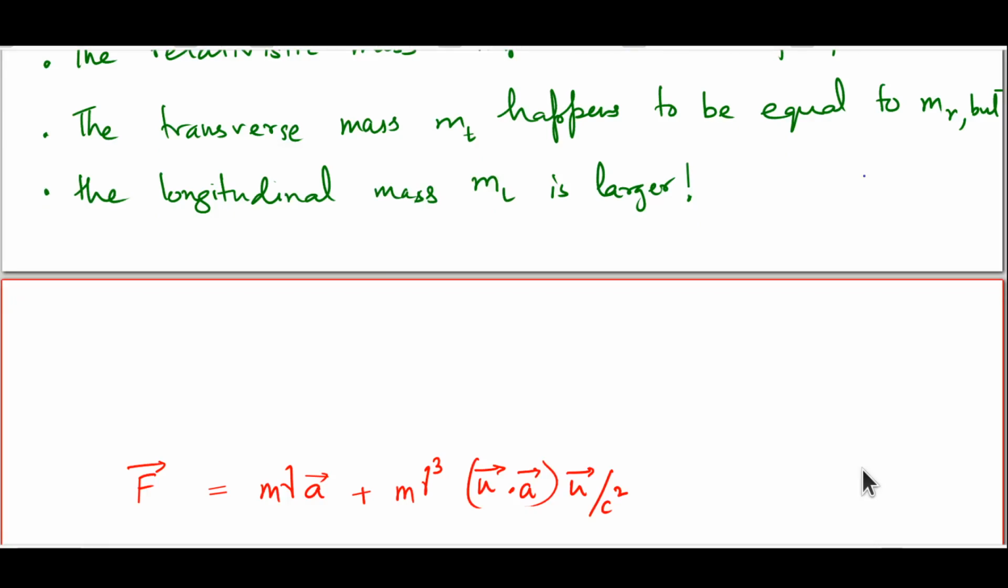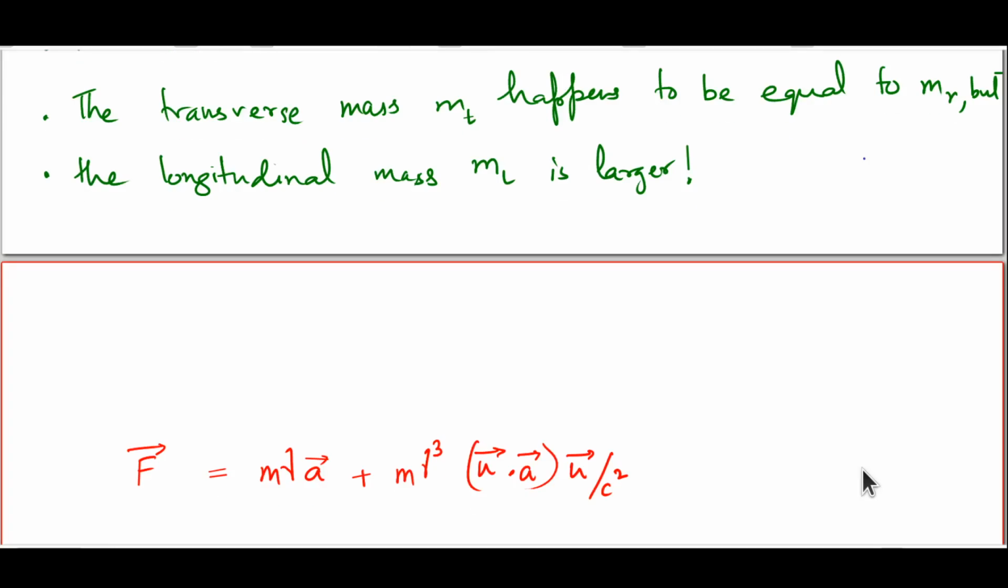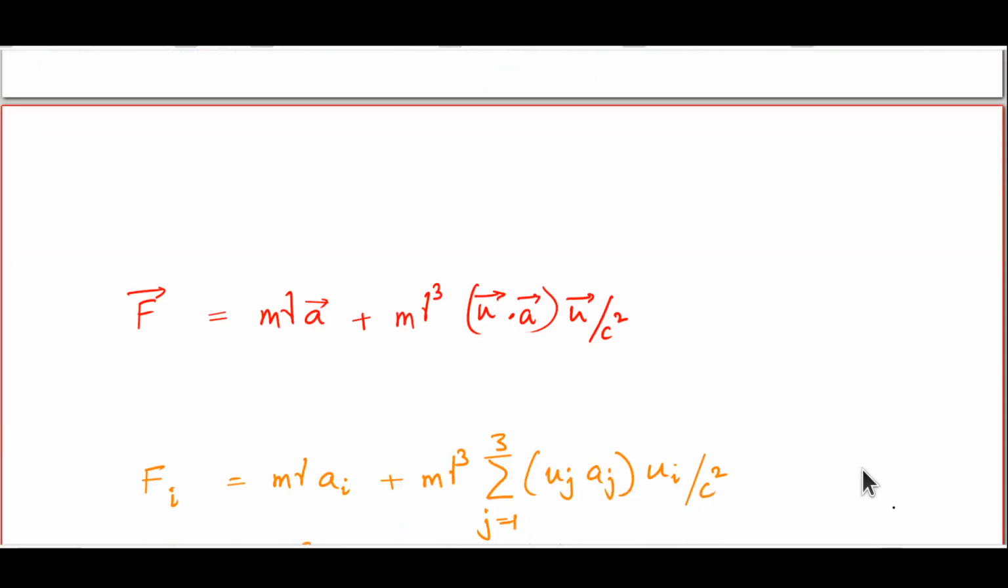Force is m gamma times acceleration plus m gamma cubed times u dot a times u by c squared, and write this equation in terms of its spatial components. The ith component of this equation simply becomes the following. F_i is m gamma times a_i plus m gamma cubed. Now you have this u dot a, which is sum over j going from 1 to 3 of u_j a_j, and then of course you have the ith component of u by c squared.